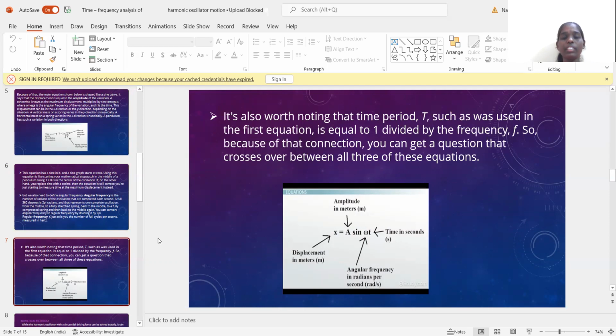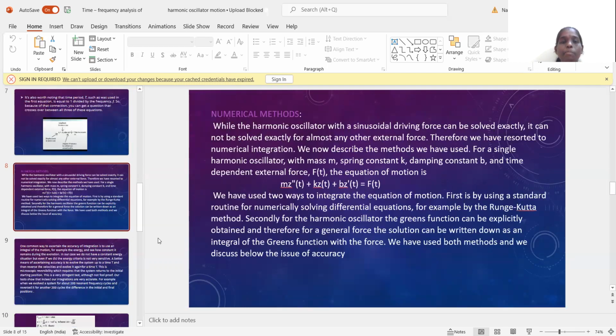x equals A sine omega t. t equals time in seconds. Omega is the angular frequency in radians per second. A equals amplitude in meters. x is displacement in meters.